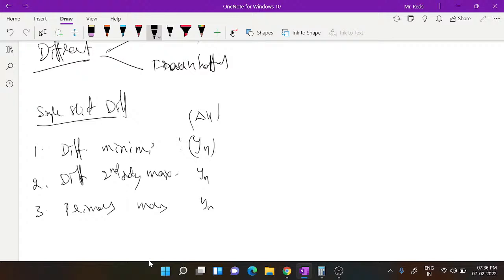Write down the positions of minima, that means path difference conditions first, then positions, then try to write the angular width. This gives the normal linear position. Similarly, the angular position theta. So we have those expressions, right? Angular position for the nth bright or nth dark positions. Write down this expression. That's it.